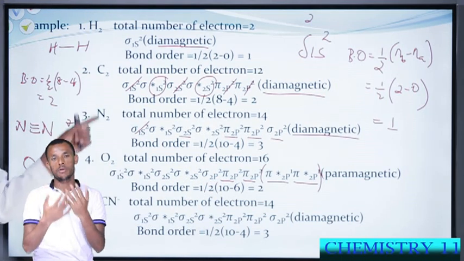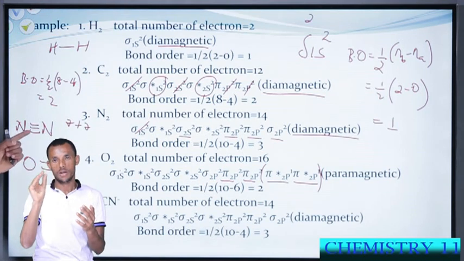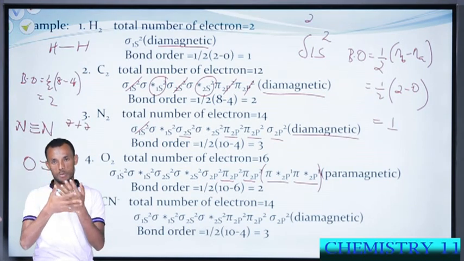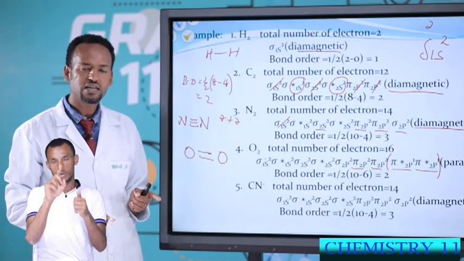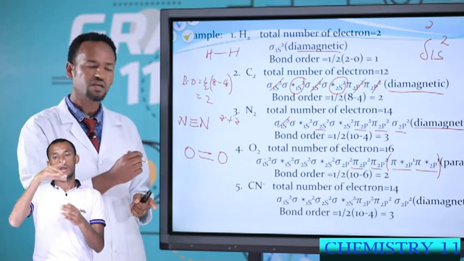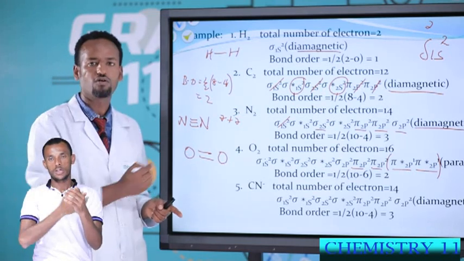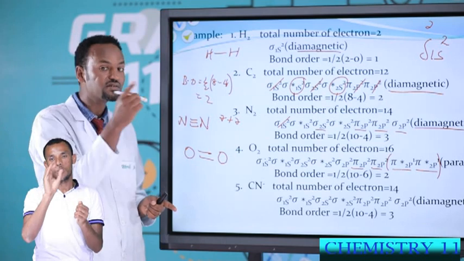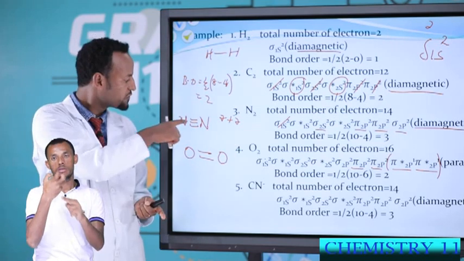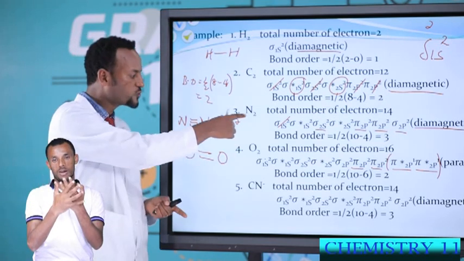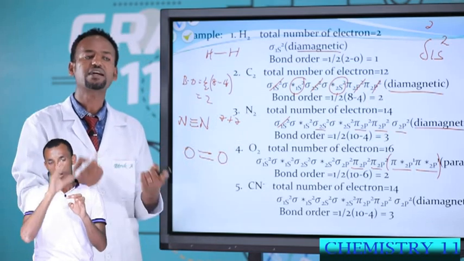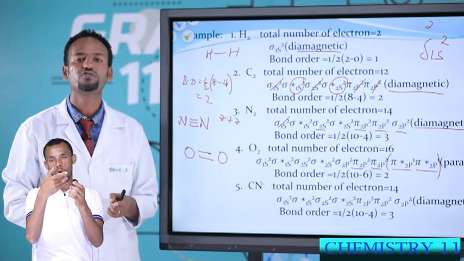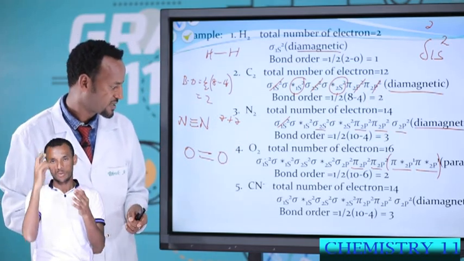By the way, N2 and O2. N2, triple bond. O2, double bond. Which one requires a large amount of energy to break a bond? N with N or O with O? N with N is difficult because of the triple bond. As compared to N2 and O2, which one is more reactive? O2, because of the paramagnetic species.